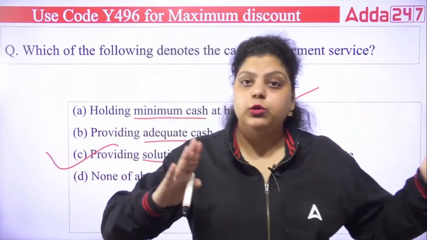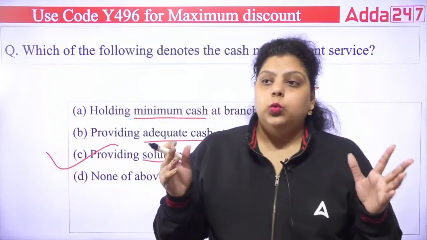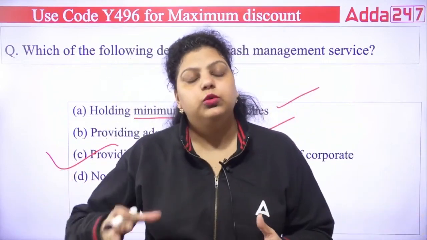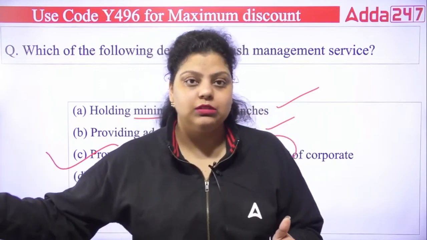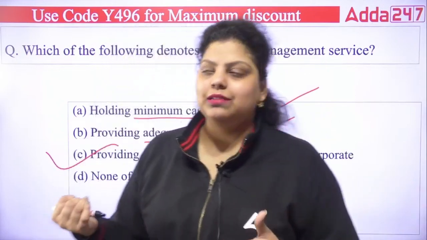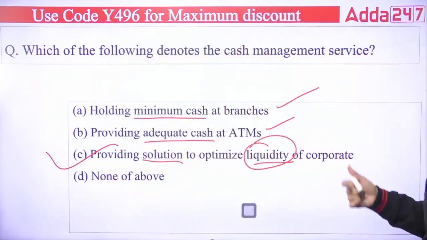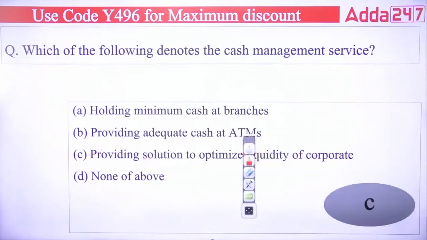Like how much liquidity you have to maintain and where you can maintain it, and how, while maintaining cash with you, you can also raise capital or earn a certain amount of money on that cash. Providing all these advices to the corporates is your what? It's your cash management service. So the right answer is option C.